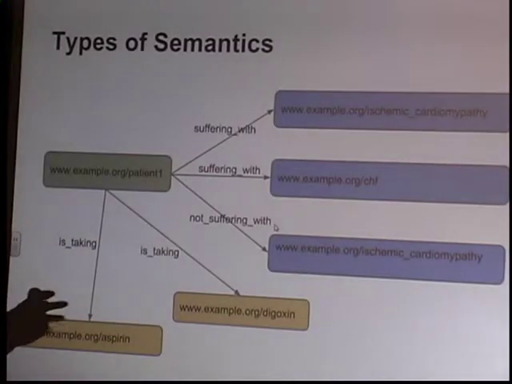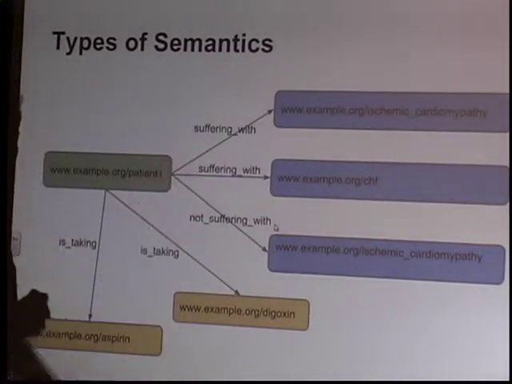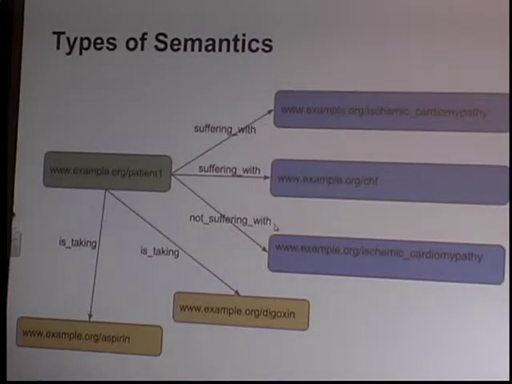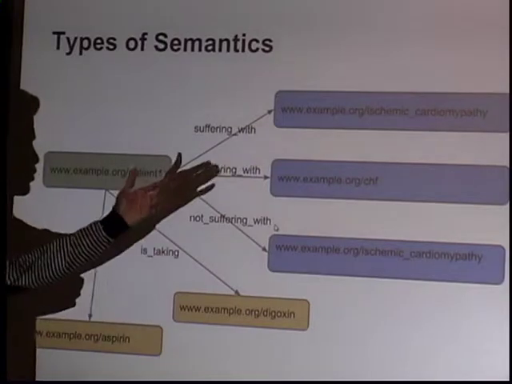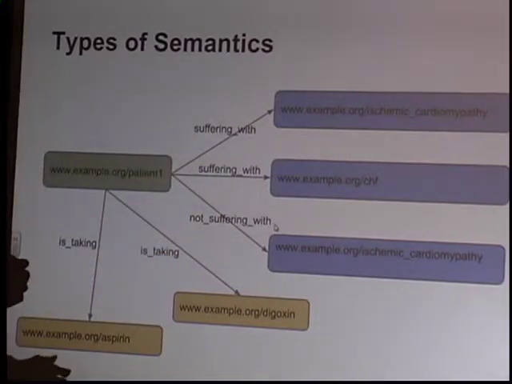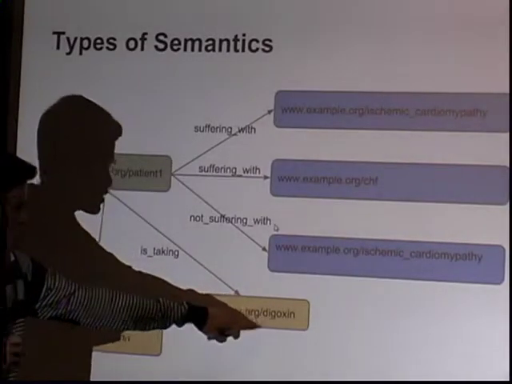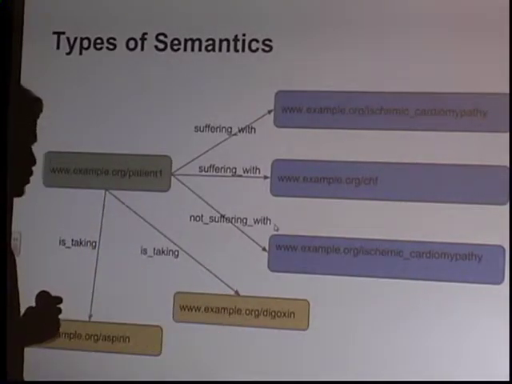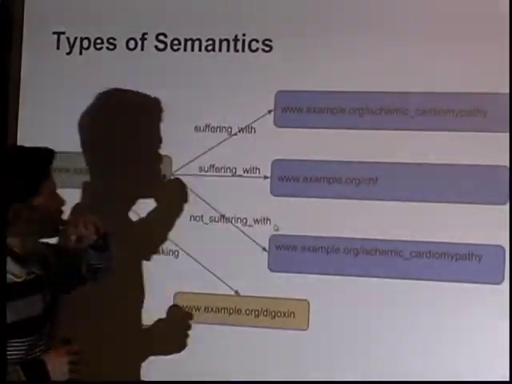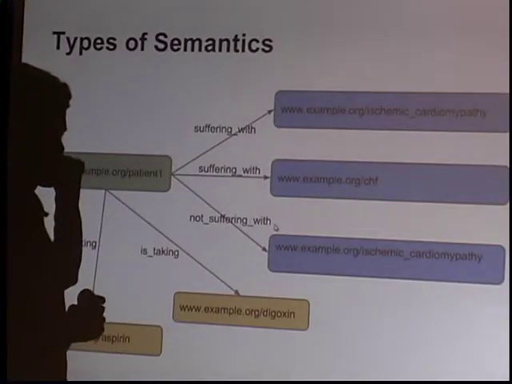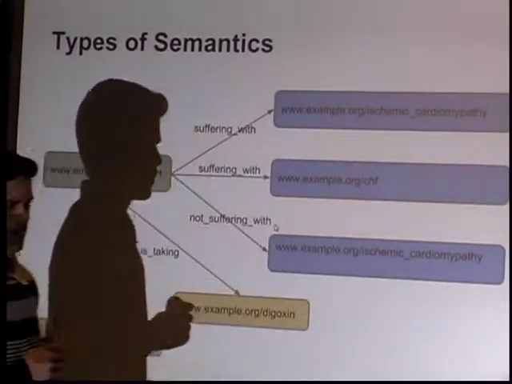So if we are to resolve this inconsistency, one way to think about it is, imagine that you are a domain expert. You know what medications are prescribed to these diseases. In that case, if you know that this particular medication is prescribed to this only, not to CHF, which is heart failure, cardiac heart.